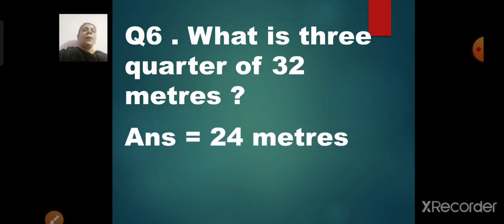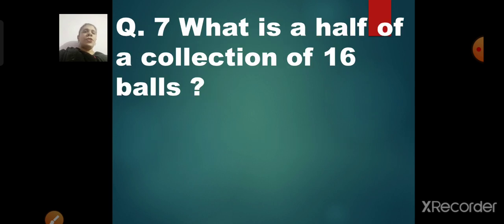24 meters, sorry. What is 3 quarters of 32 meters? 24 meters. You understood, children, how you are going to calculate 3 quarters, how you are going to calculate half and how you are going to calculate a quarter. Let us move to the next question.